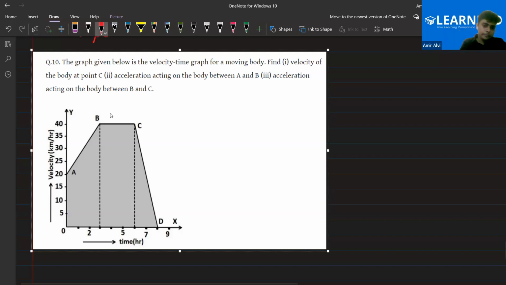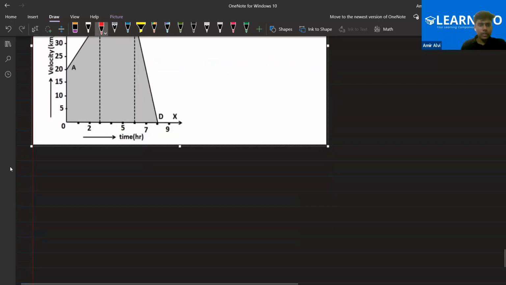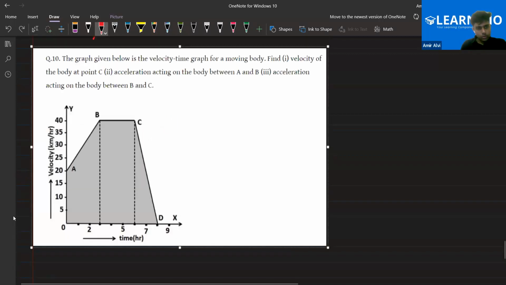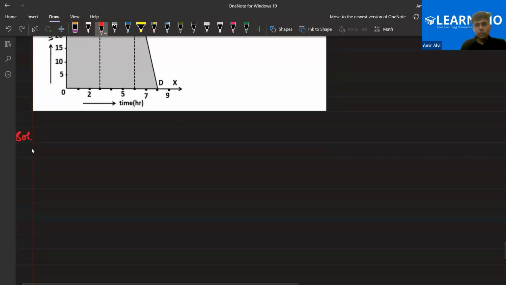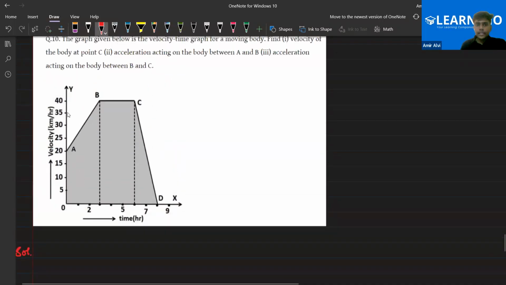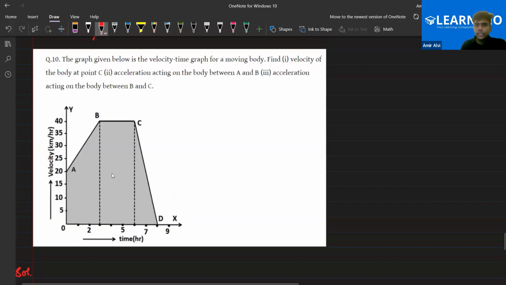Okay, everyone, please look at the screen. So let's solve it together. Everyone, please verify it from here. The question is saying that a graph is given to you, a V and T graph. So we have to first find the velocity at point C. We have to find the velocity at this point and the acceleration acting between AB and BC.